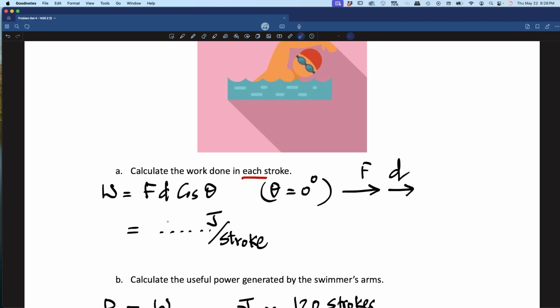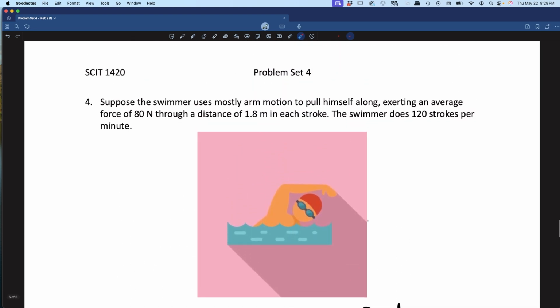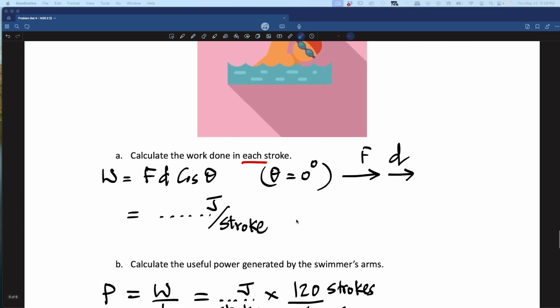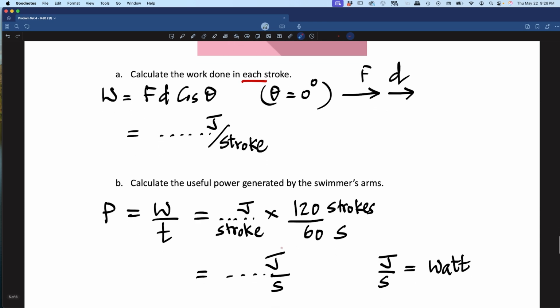Calculate the useful power. Okay, you got the work done in each stroke, but remember there are 120 strokes. And then that's in how many minutes? That is in 1 minute. So now multiply the number that you got here, joules per stroke, times 120 strokes by 60 seconds. Where did that 60 seconds come from? We may change the 1 minute into second. That'll give you the answer in joule per second because these two will cancel out. And that is also called what? Okay?